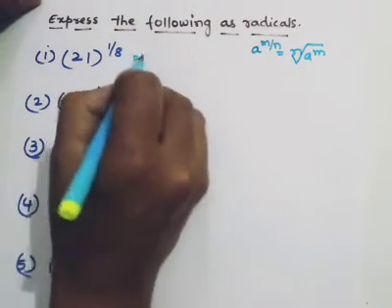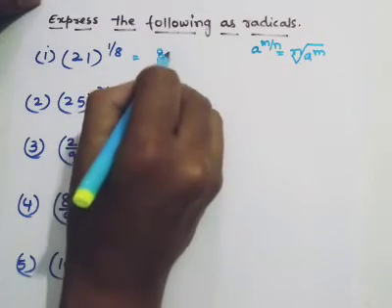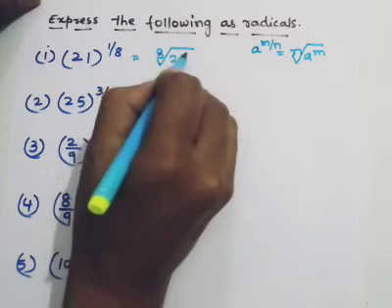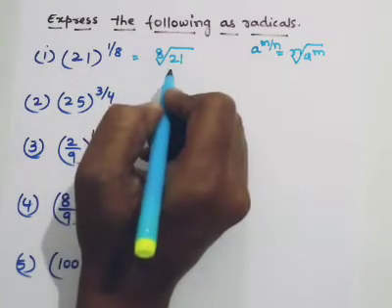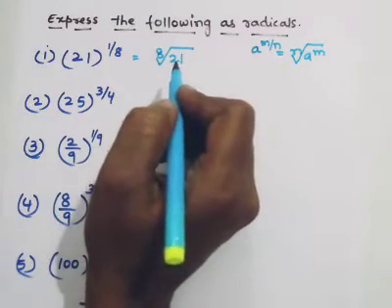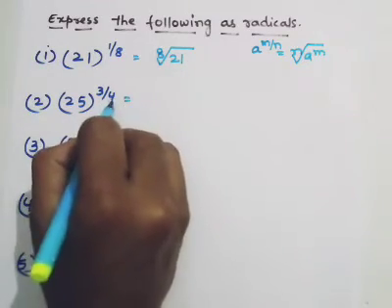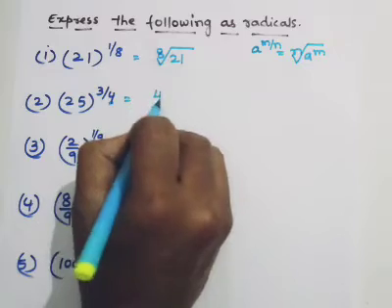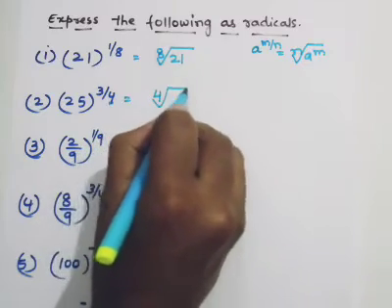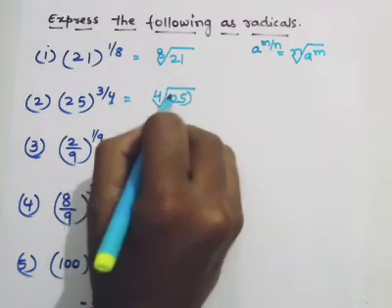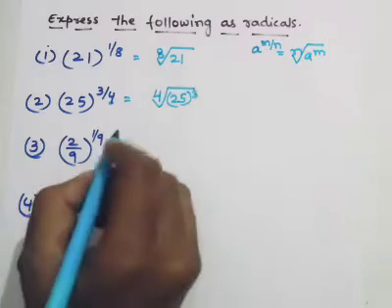So what will it become? It will become 8th root of 21 to the power 1. Since it is to the power 1, I am not putting 1. Now come to this. Here 4 is your denominator, so 4 will be your index. So 4th root of 25 to the power 3.